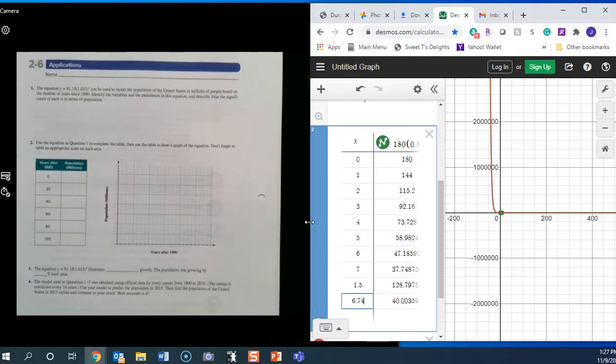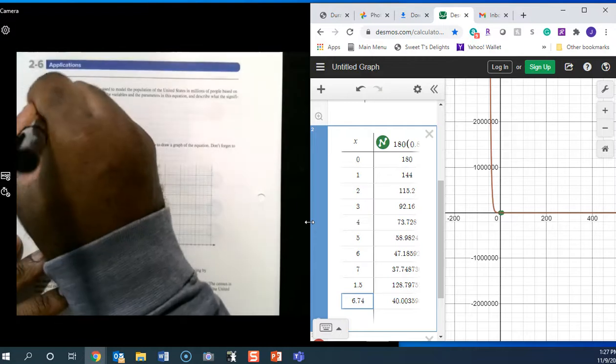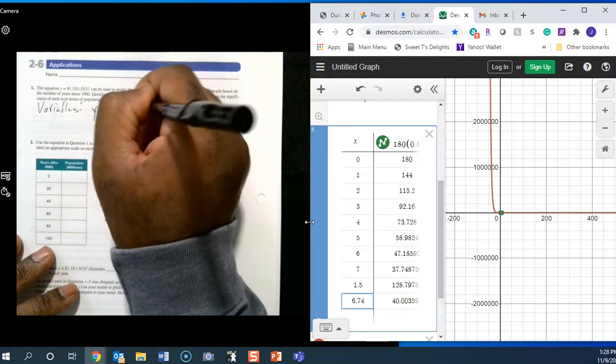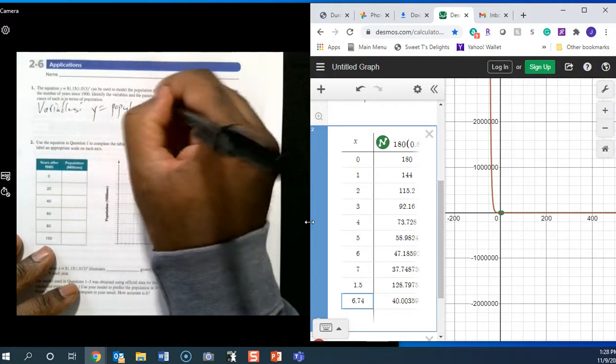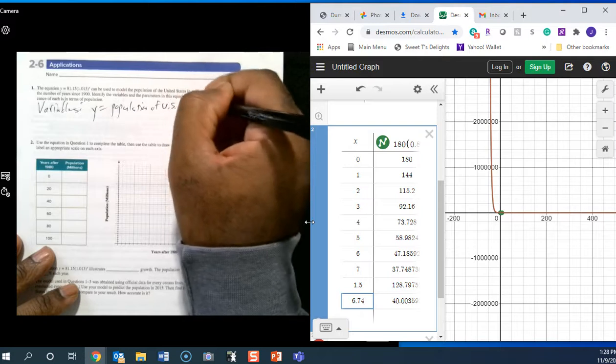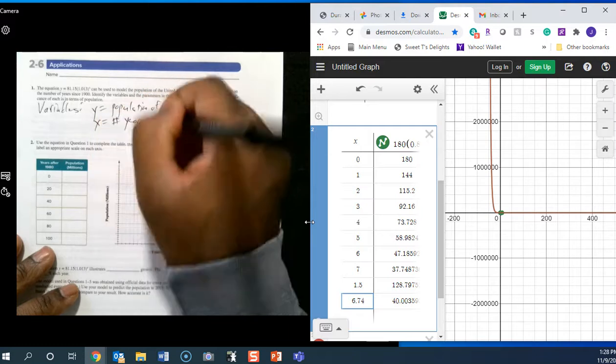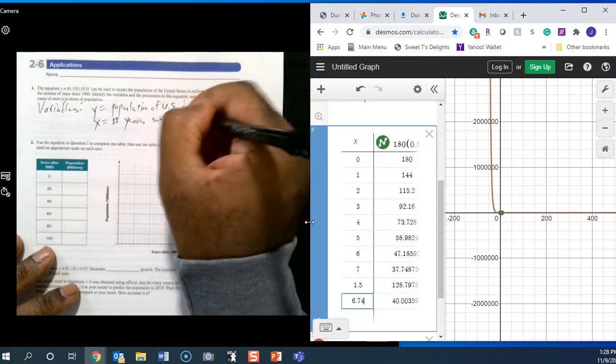Okay, now it says the equation y equals 81.15 times 1.013 to the x can be used to model the population of the United States in millions of people based on the number of years since 1900. Identify the variables and the parameters in this equation and describe the significance of each in terms of population. So the variables: y is equal to the population of the US in millions, and x is the number of years since 1900.